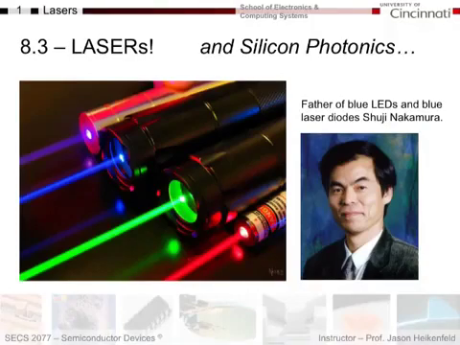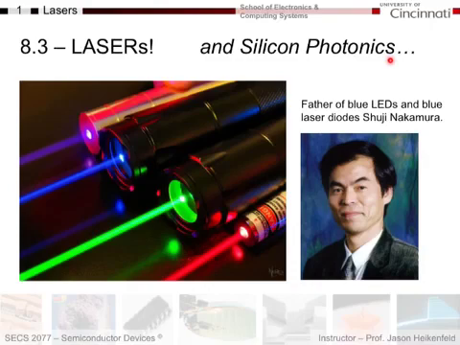Okay, so at this point in optoelectronic semiconductor devices, we are ready to talk about lasers. And I will also touch on briefly today some silicon photonic devices as well, meaning silicon devices used to modulate information in an optical manner.